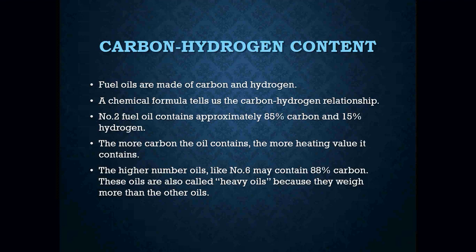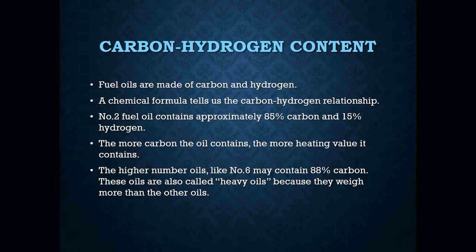Hydrogen and carbon content. Fuel oils are made of carbon and hydrogen. It's a chemical formula. It tells us the carbon and hydrogen relationship. For number 2 fuel oil, it's going to contain approximately 85% carbon and around 15% hydrogen. It's that carbon atoms that gives number 2 fuel oil and all the other fuel oils their BTUs and how much they can actually put off.